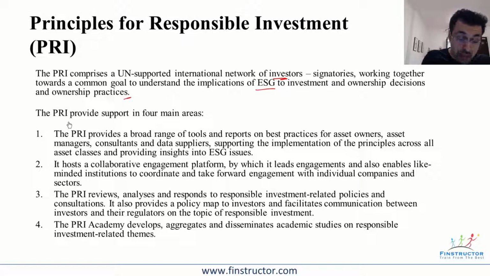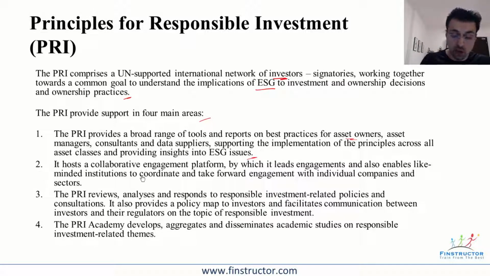So the PRI, or Principles for Responsible Investment, provides support in four main areas. It provides a broad range of tools and reports on best practices for asset owners, asset managers, consultants, and data suppliers, supporting the implementation of the principles across all asset classes and providing insights into ESG issues. So again, it provides some tools on the best practices, number one.